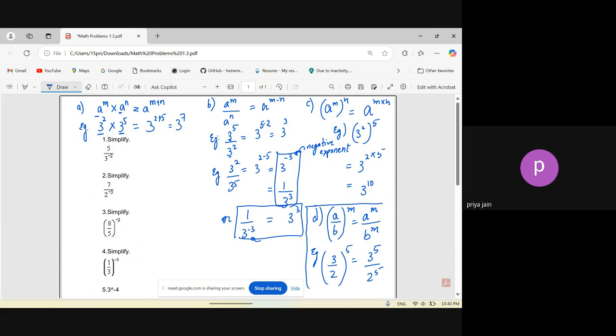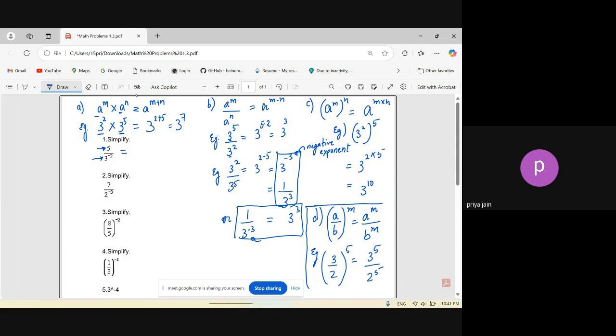So now let's try simplifying the first one. For the first one, what we would do is check if the bases are the same. What I mean by base is this a over here. The one that's being raised to is the exponent. So over here, I have my first base as 5 and the second base as 3. So my bases are different, so I can't use any of the formulas. I'll have to directly simplify them.